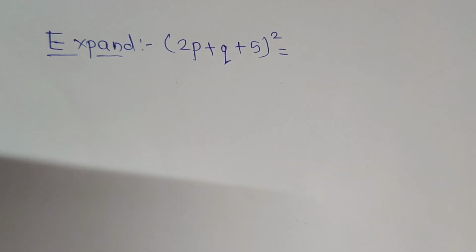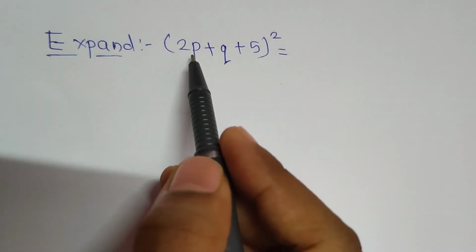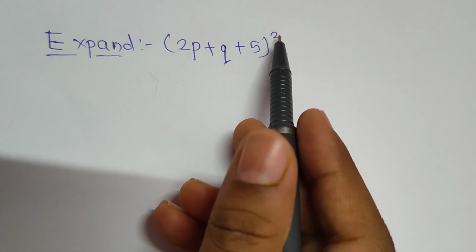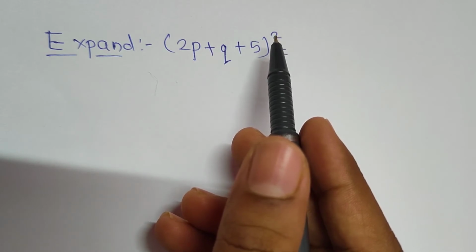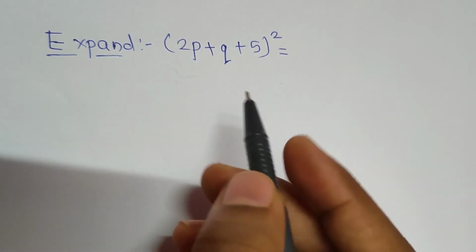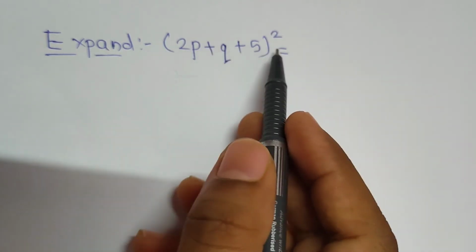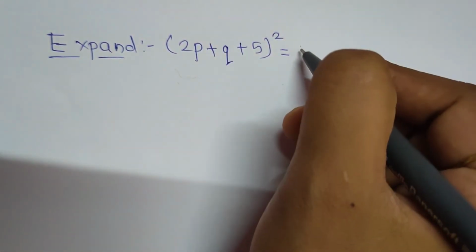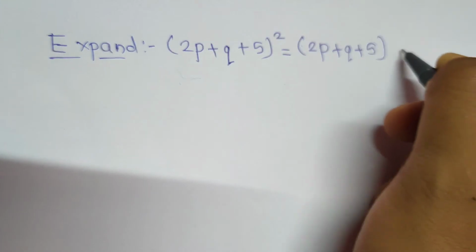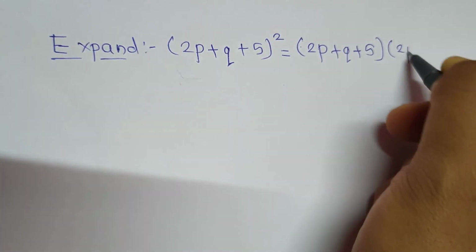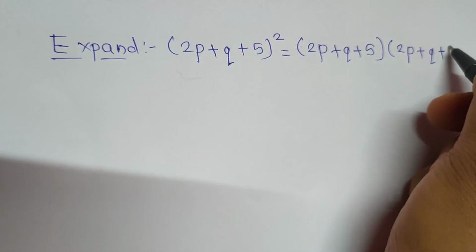With the help of the above formula of expansion, let's solve this example from practice set 5.4, textbook page number 28, question number 1, first example. Expand (2p + q + 5) whole square. You can make use of the formula directly or you can solve it step by step. Let's solve it step by step now. What are we going to do? We will multiply the whole bracket by itself. So this is equal to (2p + q + 5) into again (2p + q + 5).